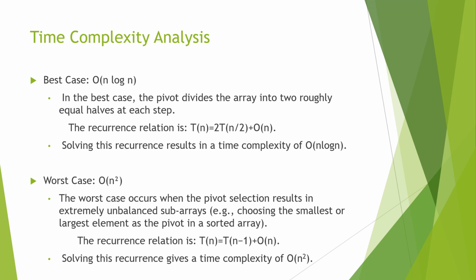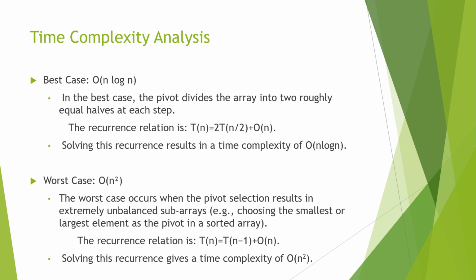In the best case, the pivot divides the array into equal subarrays at each step. So the recurrence relation for this is T(n) = T(n/2) + O(n). If you solve this by applying the master theorem, we get the time complexity of O(n log n). In the worst case, it gives O(n^2) time.